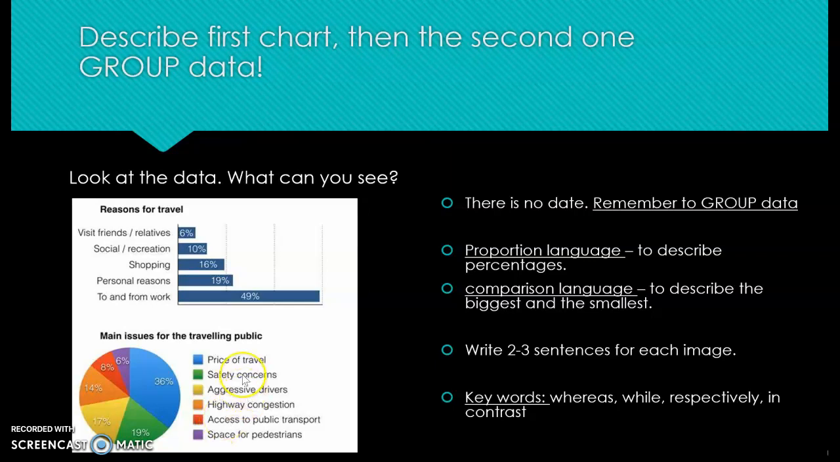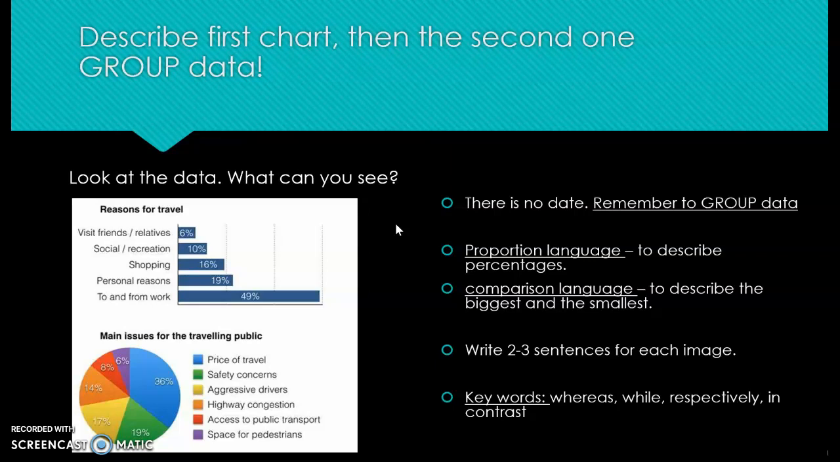So remember, you're going to have to group the data. You could have this one on its own, maybe. You could group those two because they're pretty similar. Or you could group those three and then have that one on its own. Completely your choice. But group the data. You don't want to just write a list.